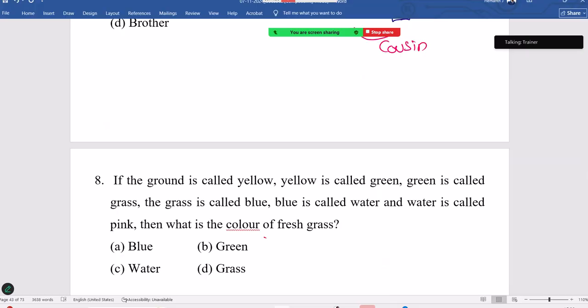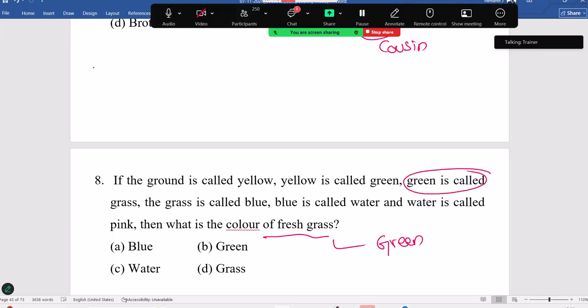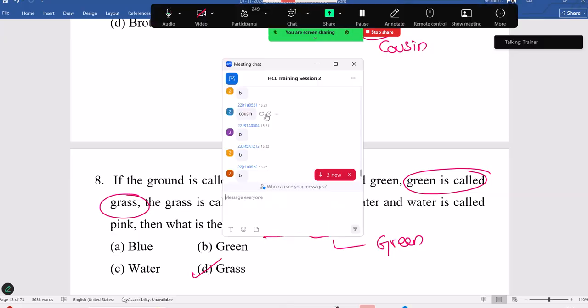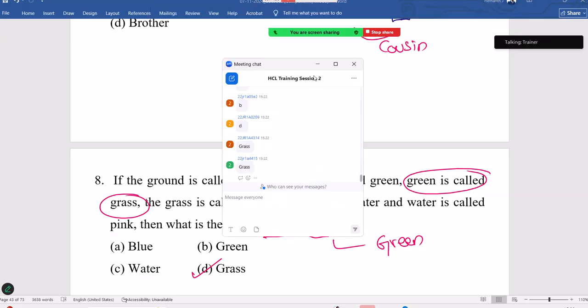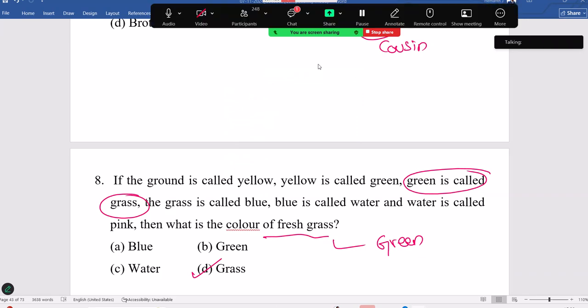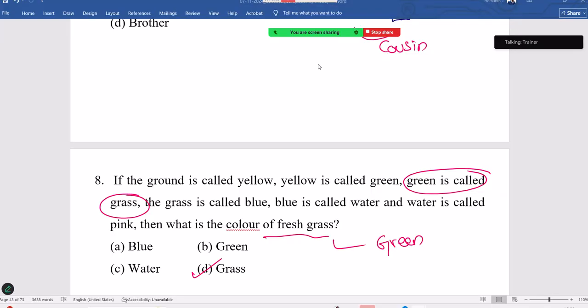Fresh grass. Grass color is green. In the question, green is called grass. Don't extend it. Read the last line. What is the meaning? Okay, fresh grass color is green. In the question, green is called grass. That's it. The answer should be grass only. Don't extend that. Then saying that grass is blue, blue is water, water is pink, don't extend like that, then there is no meaning. The last word is the answer every time. It won't make sense otherwise.